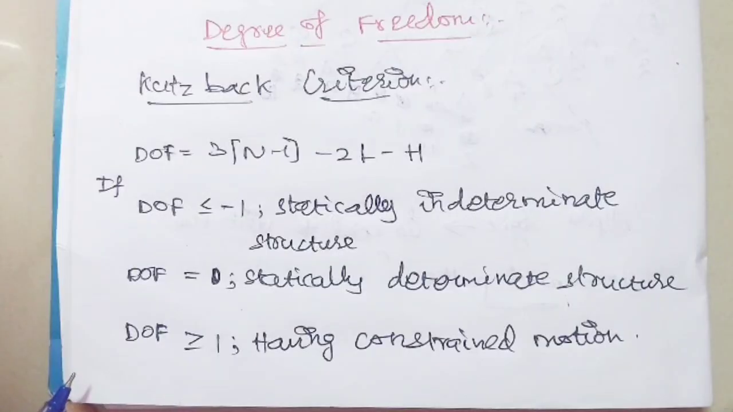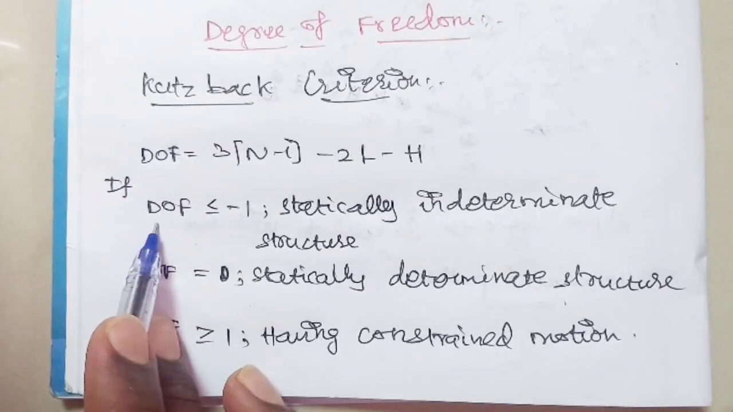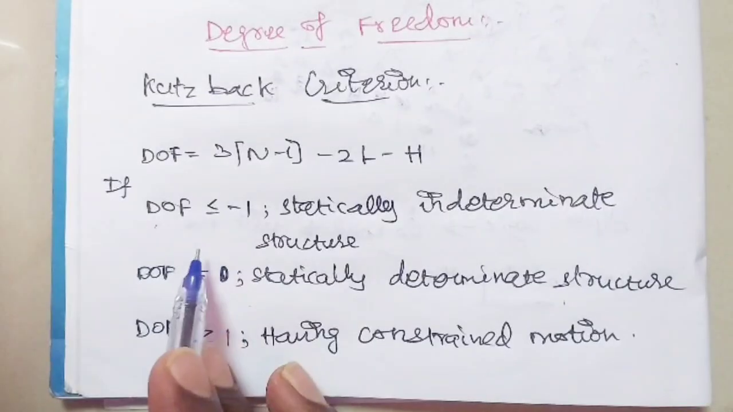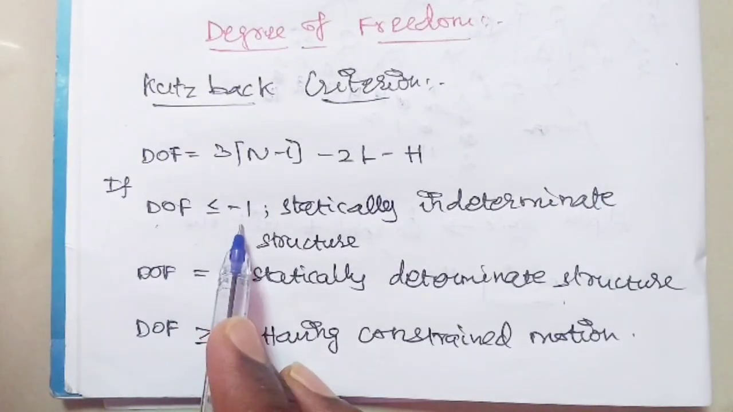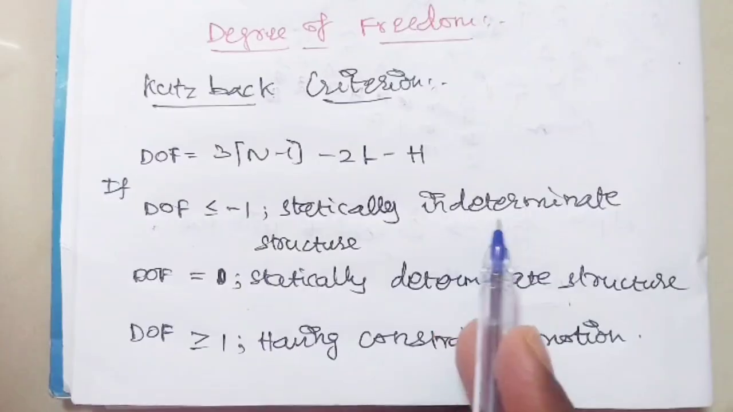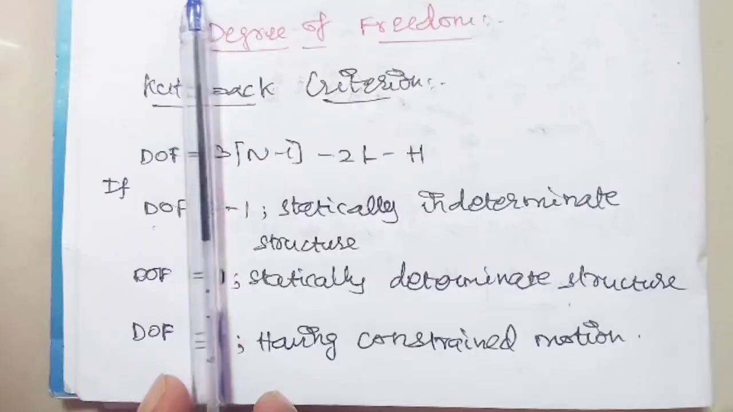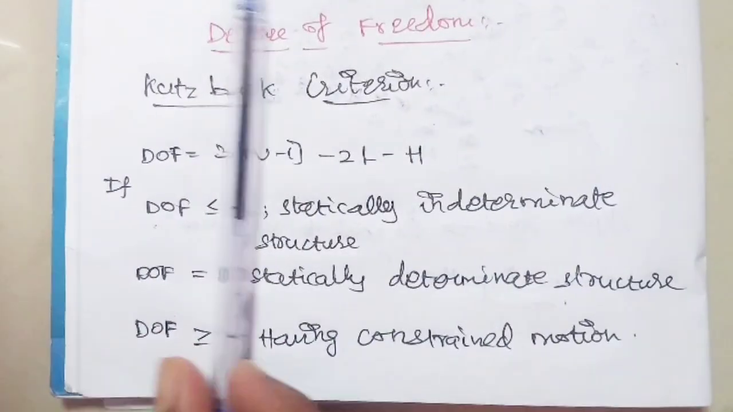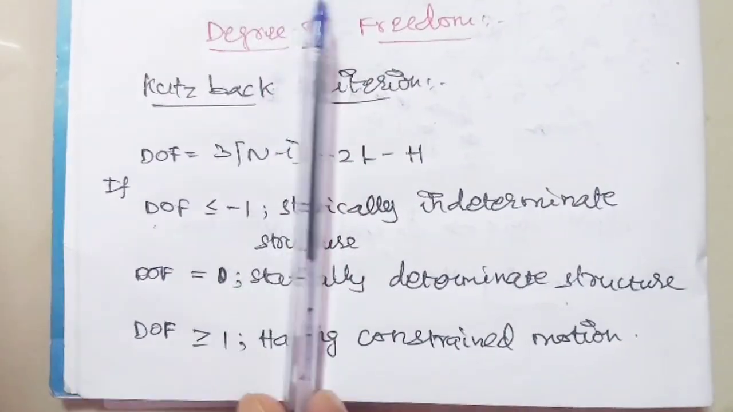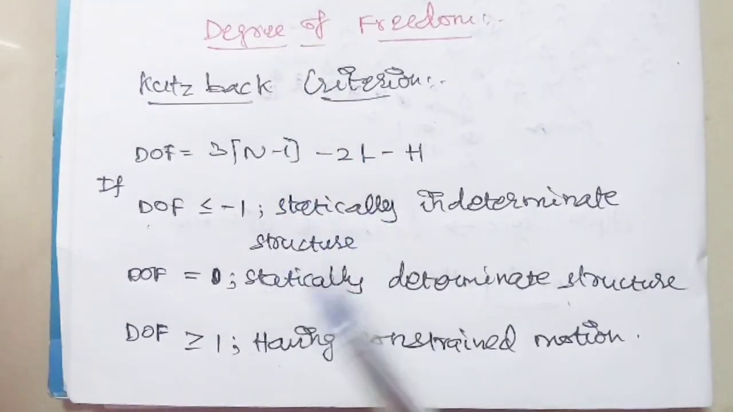In general, degree of freedom is defined as the ability of a component or a system to move freely in different directions. That is the basic definition. Here it is denoted in terms of numerical values as a result. If the degree of freedom is less than or equal to minus 1, it is said to be a statically indeterminate structure. For example, if you take this pen, it can move in any direction, up, down, in all directions. So it has a degree of freedom of 6. It will be moving in all the directions. So this is the degree of freedom.